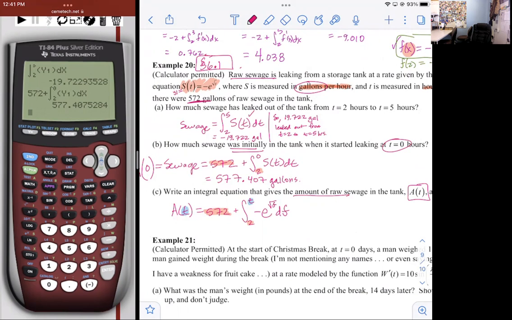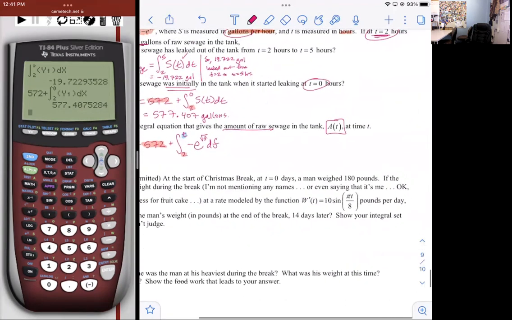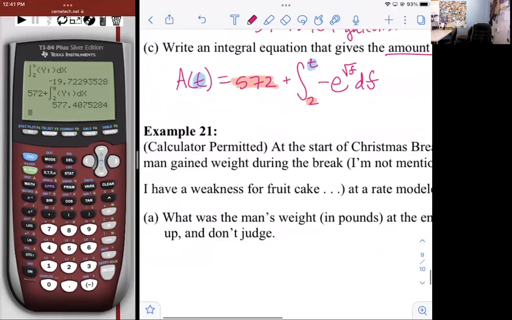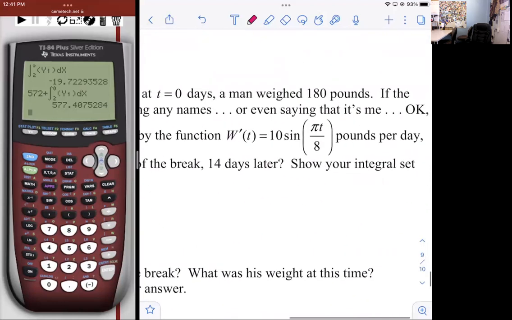All right. At the start of Christmas break, example 21, here's another nice application. I wrote this one. I'm not saying it's autobiographical or anything, but calculated per minute. At the start of Christmas break at t equals 0 days, a man weighed 180 pounds.